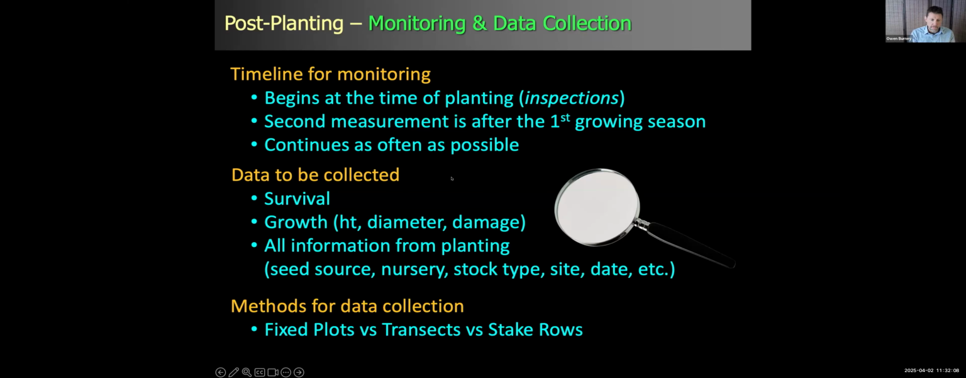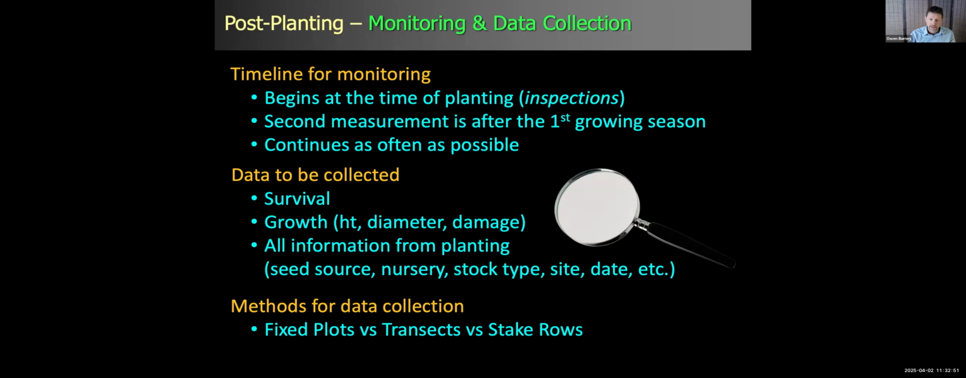And I do want to point out that the method that we collect this data is extremely important. Ideally, we're trying to just maximize the value of that data. So we want really strong, statistically valid data. Fixed plots are the best, but they just take a lot of work. It takes a lot of energy and resources to put those in. Transects work quite well as fixed plots and are just maybe a little bit more cumbersome for the analysis. And stake rows have a lot of limitations, and I question some of the value of the data that it generates, and that data is really, really important.